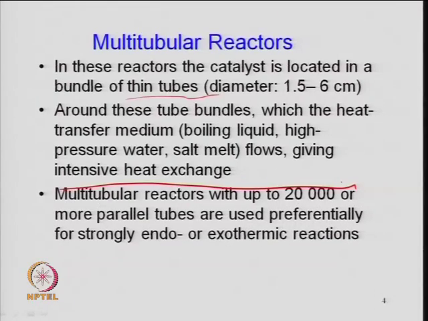So, multi-tubular reactors, if you can just visualize, can contain up to 20,000 or more parallel tubes, and they are used preferentially for endothermic or exothermic reactions. So, when the reaction is highly endothermic or highly exothermic, then one can suggest a multi-tubular reactor, because in those systems the control will be better.